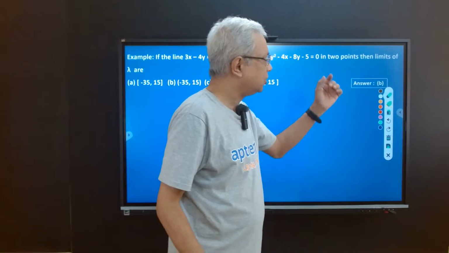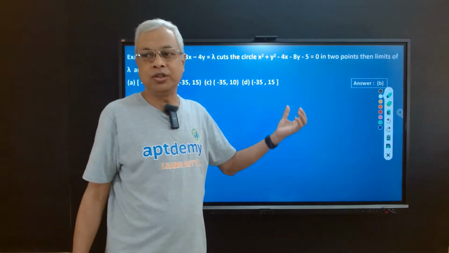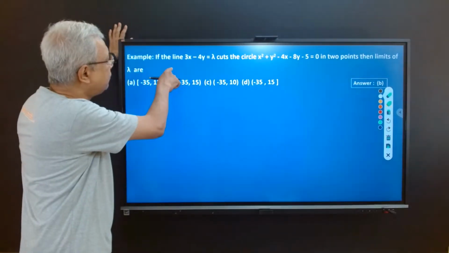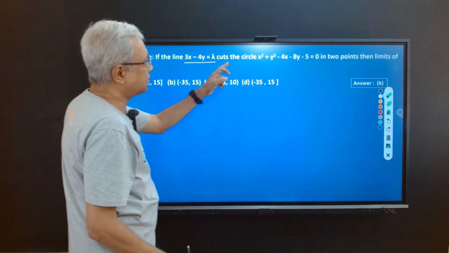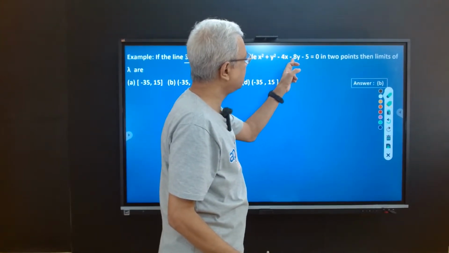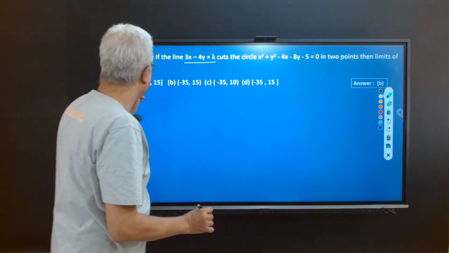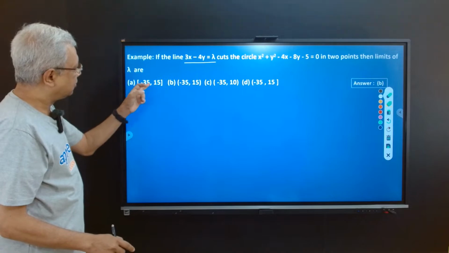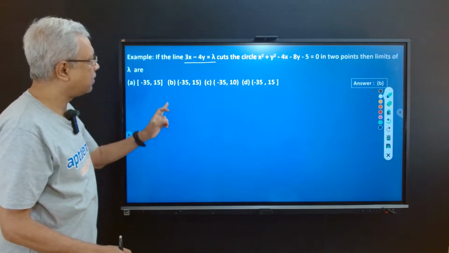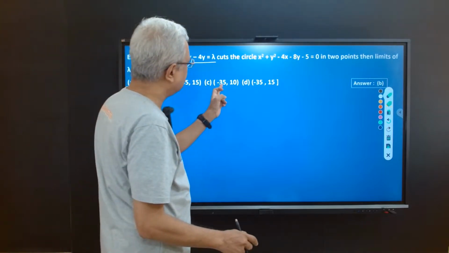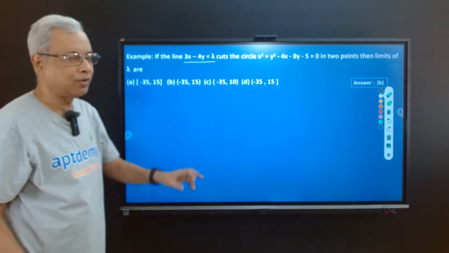Okay, so this is the problem. I found it very interesting and informative if you can solve this. So what is the problem? If the line 3x minus 4y equal to lambda cuts the circle x square plus y square minus 4x minus 8y minus 5 equal to 0 in 2 points, then limits of lambda are: closed interval minus 35 to 15, open interval minus 35 to 15, another open interval minus 35 to 10, and a semi-closed interval minus 35 to 15.